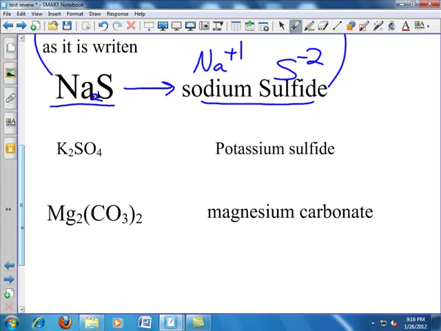Potassium sulfate here, or K2SO4, I call potassium sulfide. What's wrong with that? Well, SO4 is not sulfide, SO4 is sulfate. So this should be potassium sulfate, not potassium sulfide.